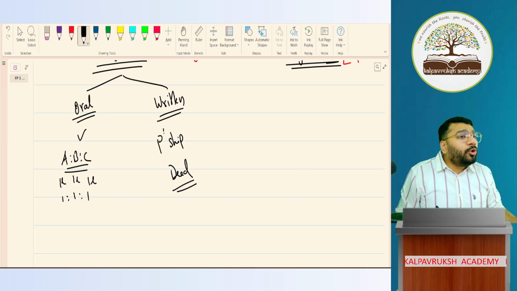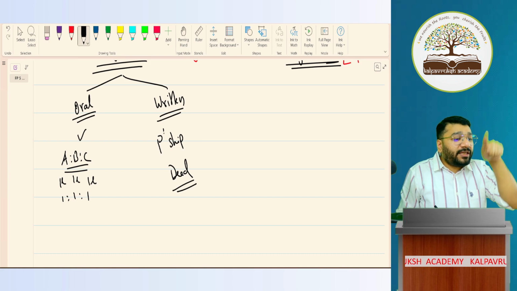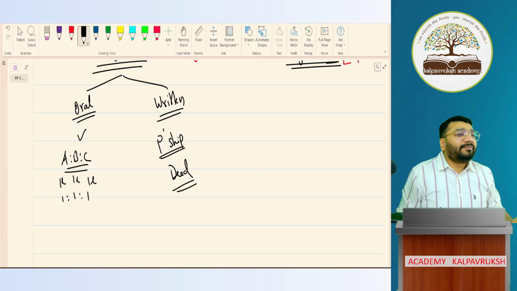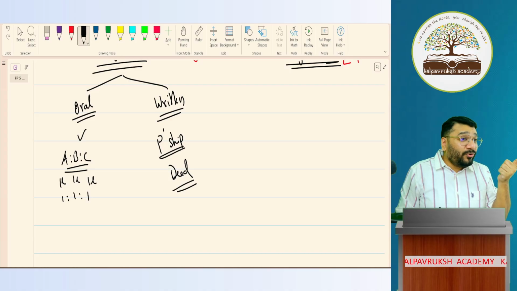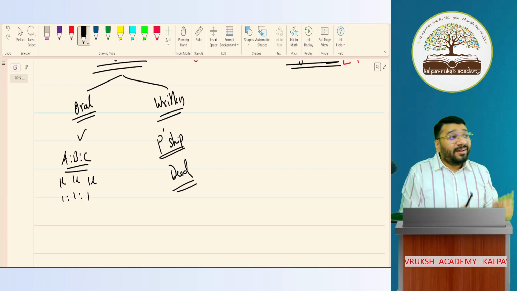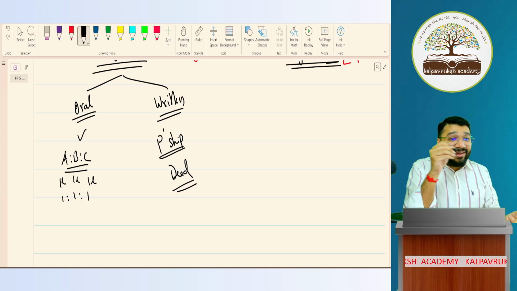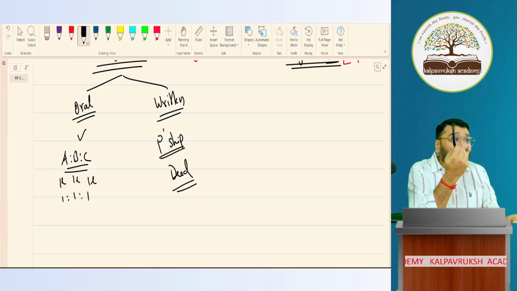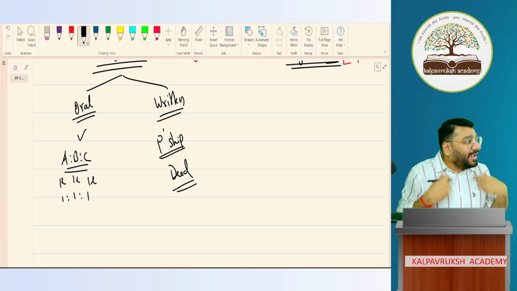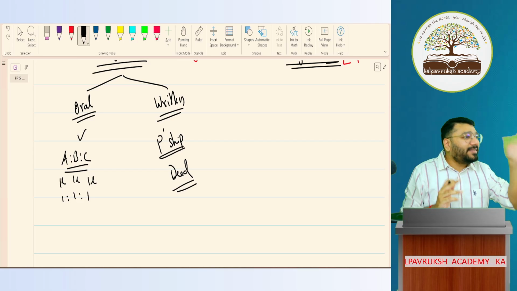In the exam, you don't have the liberty to write like this, P apostrophe SHIP. This is my luxury. This is my whiteboard. I can do whatever I want with my whiteboard. Can you question? No. If you say, sir, this is my pen and paper, I can do whatever I want with it, your teacher will say, this is a red pen, I'll give you 0.